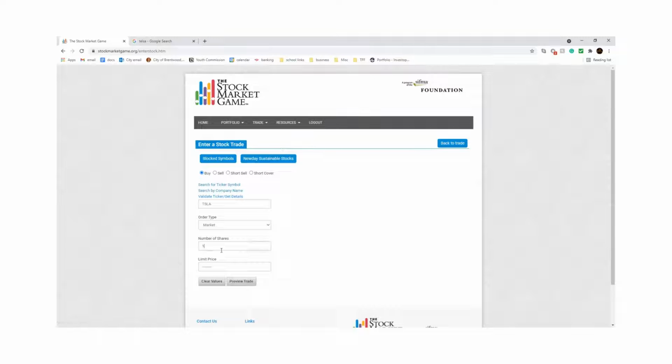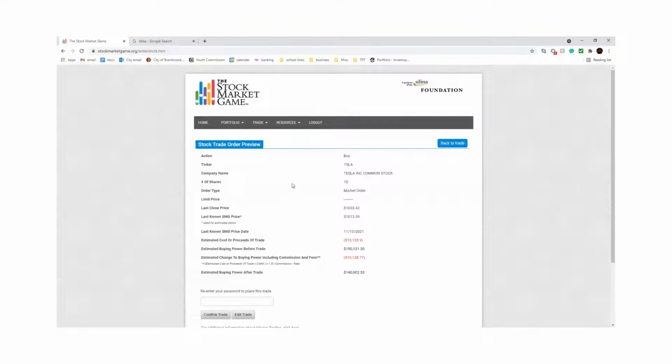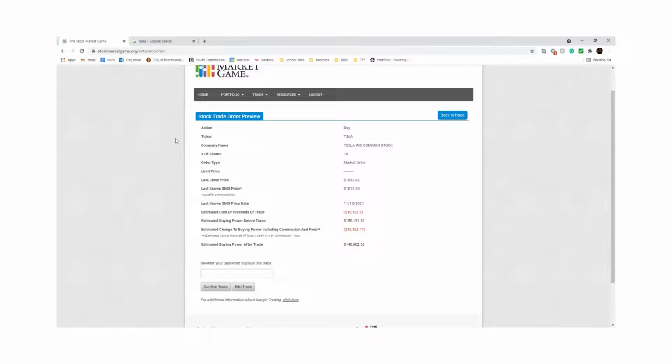And it turns out we actually need a minimum transaction of 10 shares. I did not know that. So that means you must buy 10 shares minimum here. So you hit preview trade and you'll see all of this.